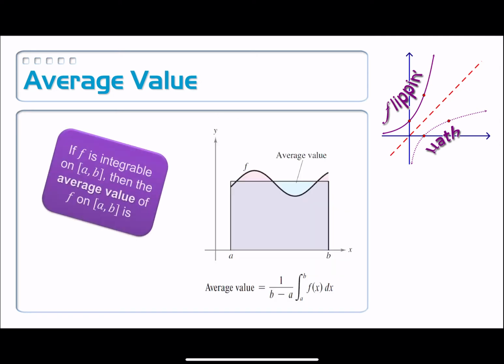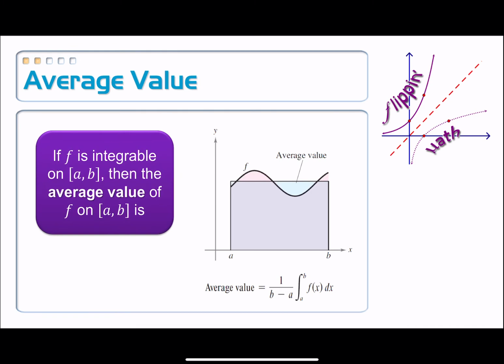All right, so here then, for your notes, is the formal definition of the average value of a function. If f is integrable on the closed interval from a to b, then the average value of your function f on that closed interval is given by, first, the fraction right up front, 1 over (b minus a), times the definite integral from a to b of f of x dx.